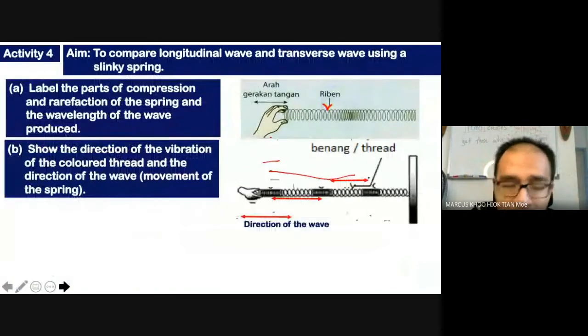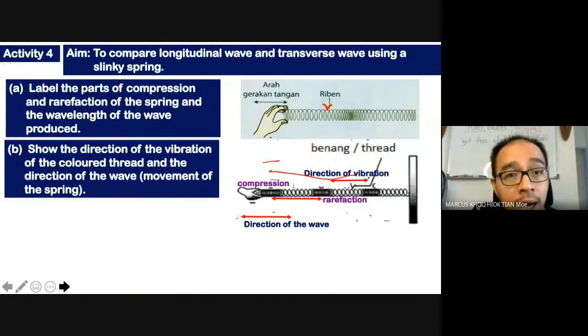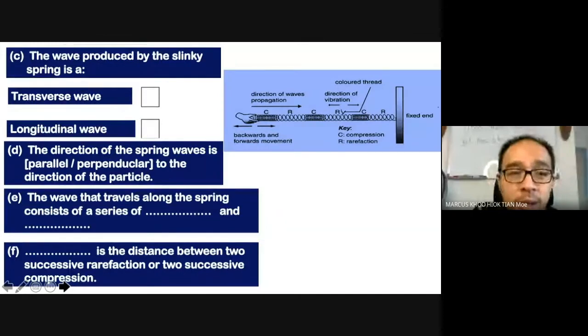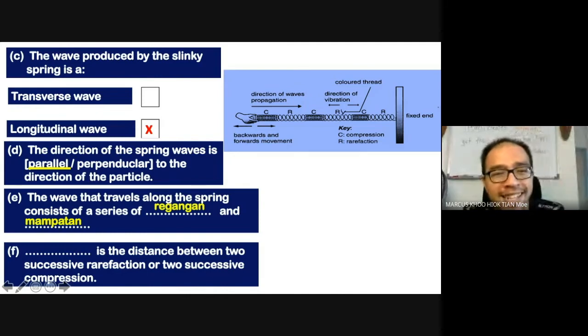Again guys, the words compression and rarefaction are new words, just like the words longitudinal and transverse. Many new words. So again, this is why this is the fundamental. This kind of wave is called a longitudinal wave, where the direction of the spring wave is parallel to the direction of the particle. The wave that travels along the spring consists of a series of, oh no, it should be compression and rarefaction.